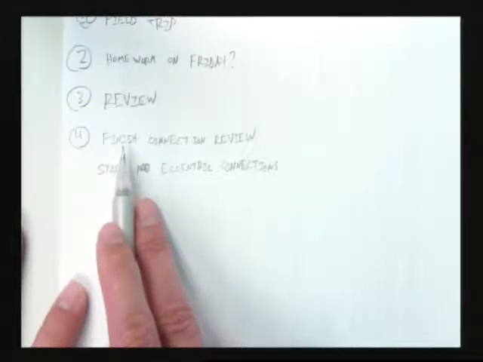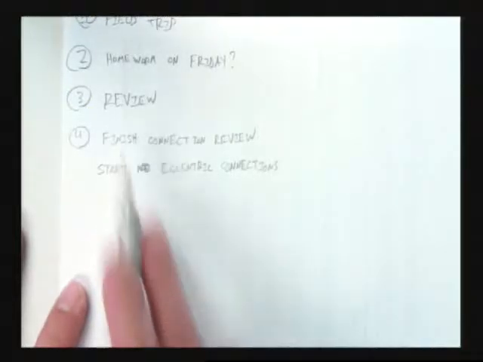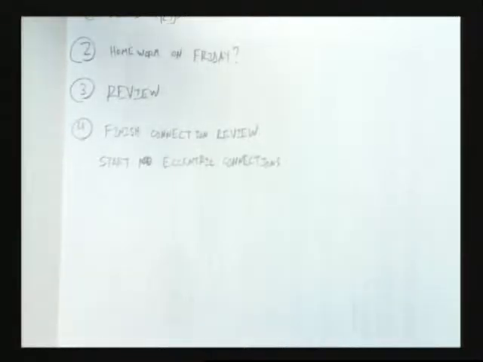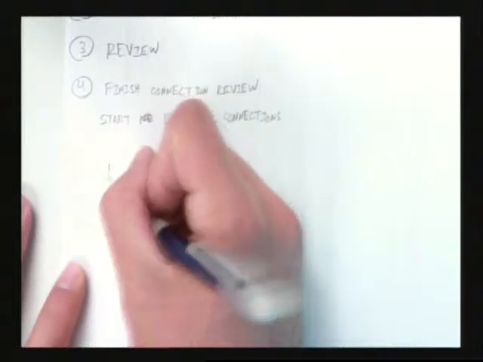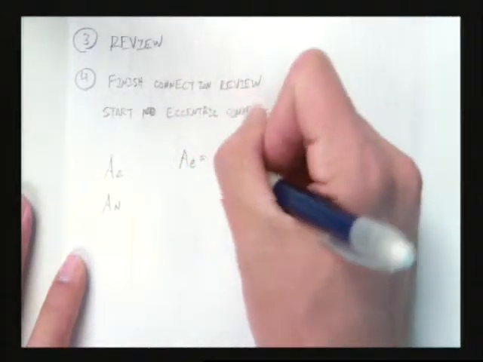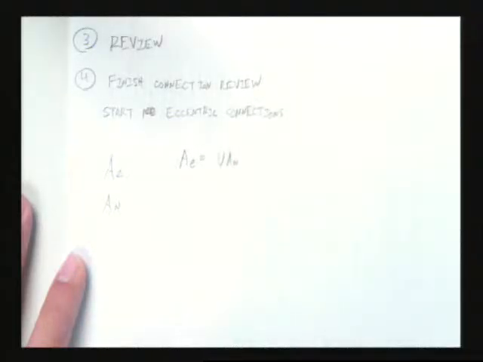So, effective net area. What is that all about? We have A effective, and then we have A net. What's the difference between the two? U. Yes, all of you. A effective is equal to U times A net, right?